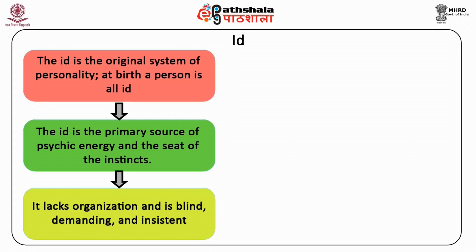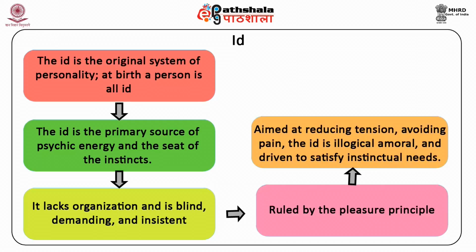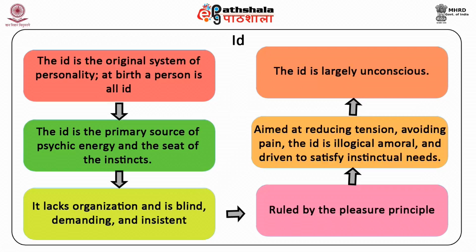It lacks organization and is blind, demanding, and insistent. Ruled by the pleasure principle, which is aimed at reducing tension, avoiding pain, and gaining pleasure. The id is illogical, amoral, and driven to satisfy instinctual needs. The id never matures. It does not think but only wishes or acts. The id is largely unconscious.